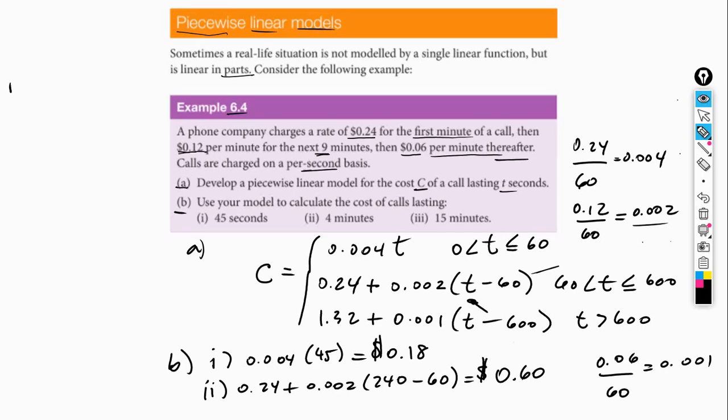And then for number 3, I'm going to do it up here. For number 3, we have what is the cost of a call lasting 15 minutes. So 15 times 60 is 900 seconds, right? 900. So that would go into the last function in this piecewise function. So it's going to be 1.32 plus 0.001 times 900 minus 600, so that's 300. Plug this into the calculator, and it's going to give us $1.62.